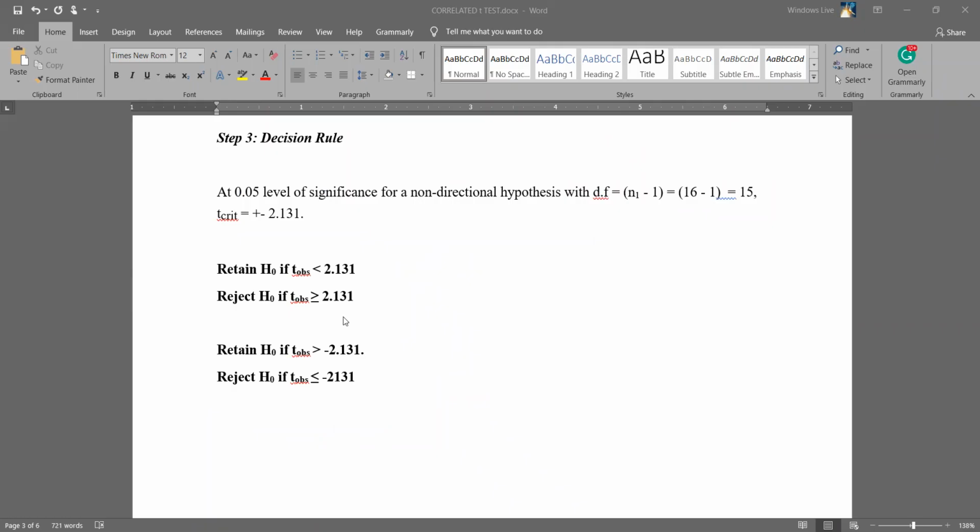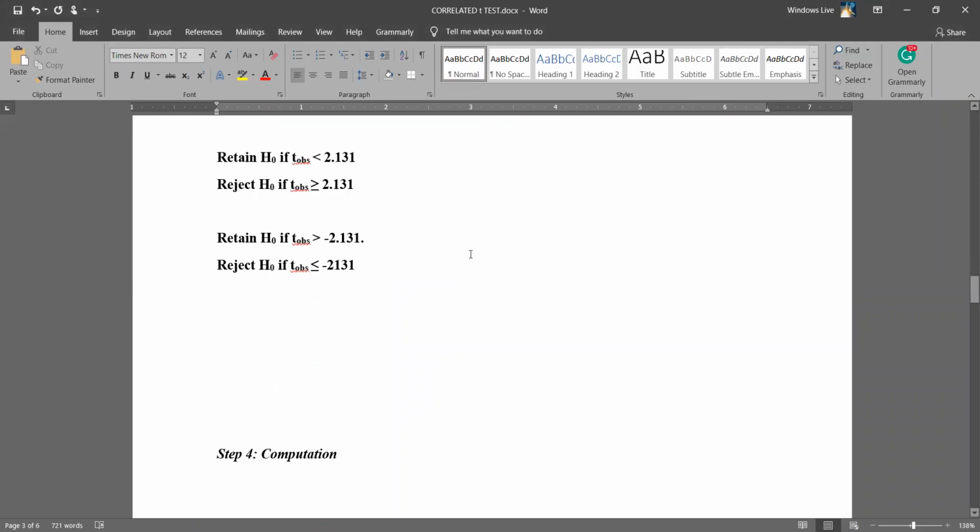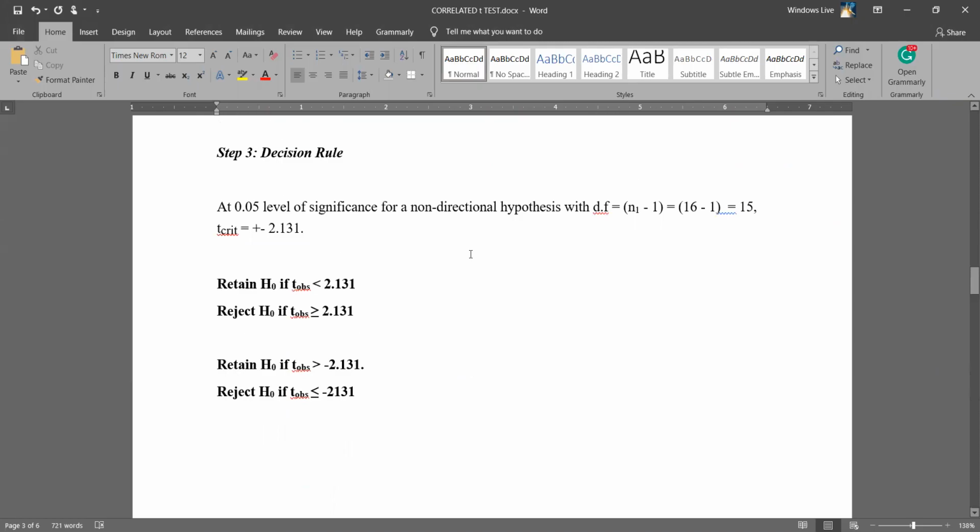So that's all for step 3. So please, any question when it comes to step 3? Andrews. Hello, sir. Yes, go ahead. Please, how did you get the negative one?